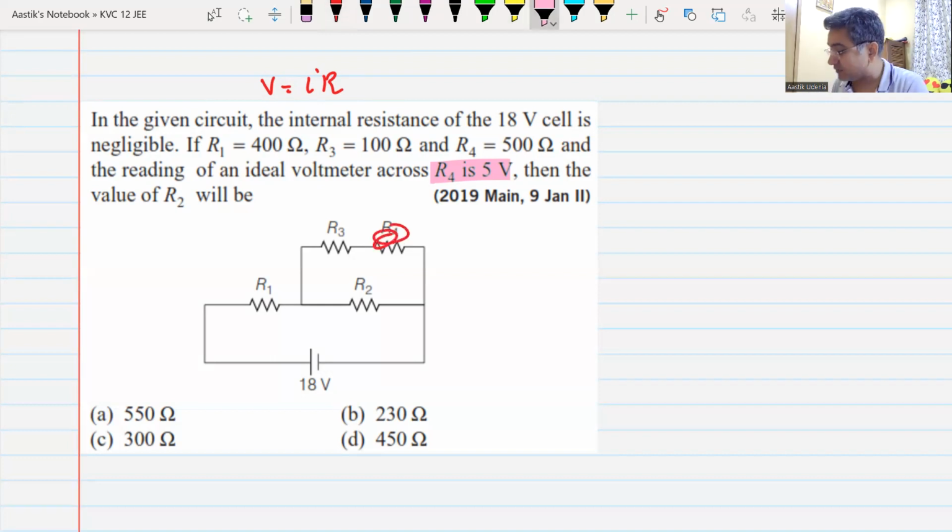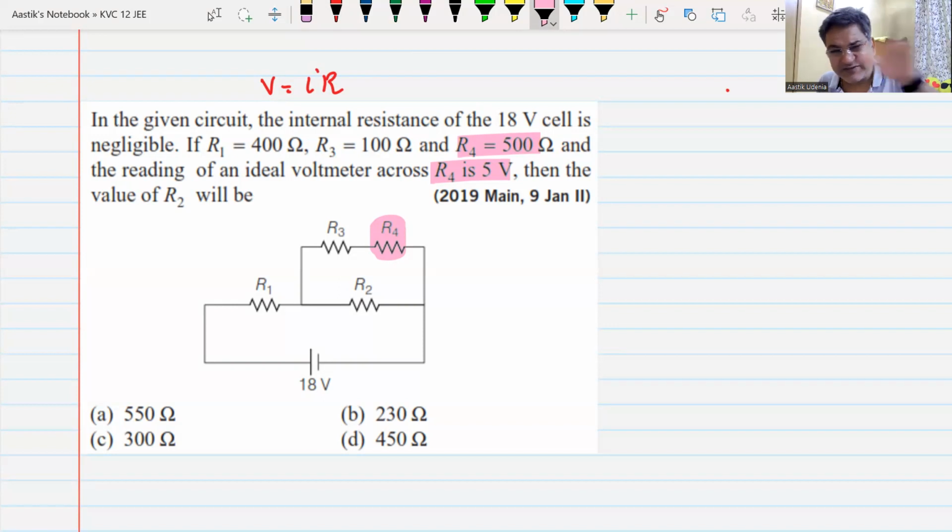The voltage drop. See, even this thing has gone angry. It's not working. The potential drop across this R4 is given as 5 volt, and I also know the value of this resistance R4, which is 500 ohms. That means I can find the current in this branch. How much is the current in this branch?